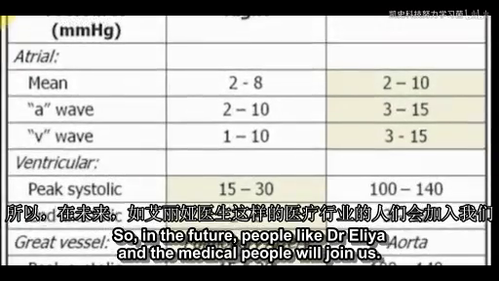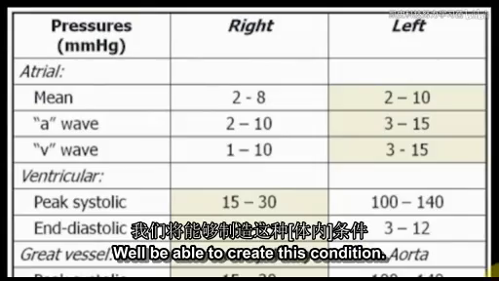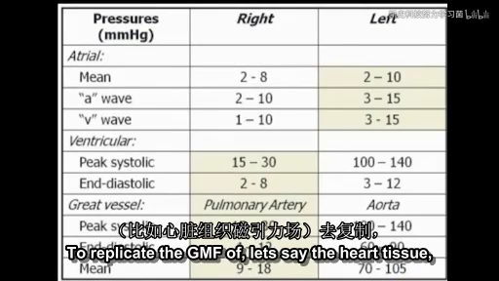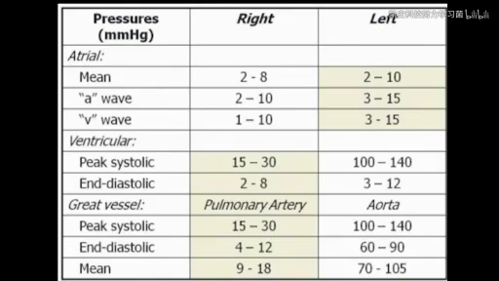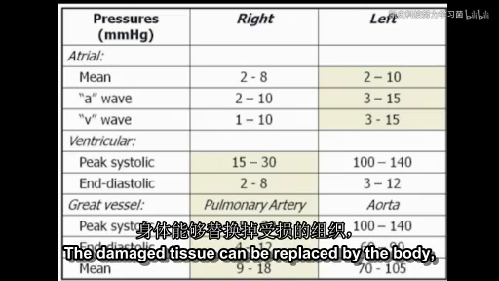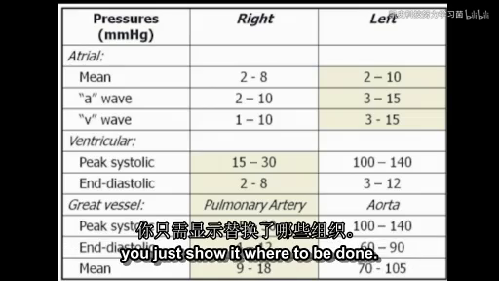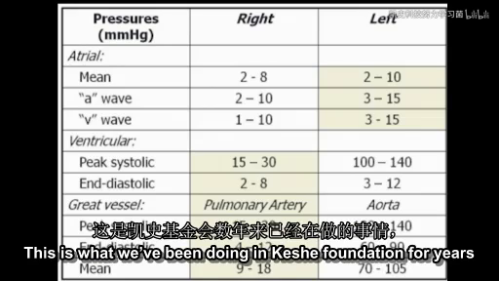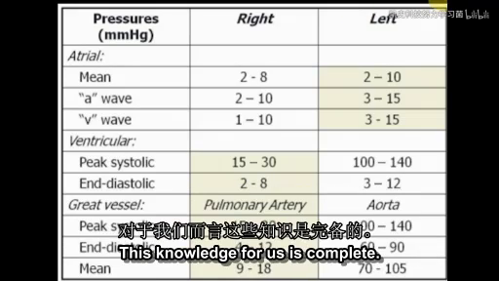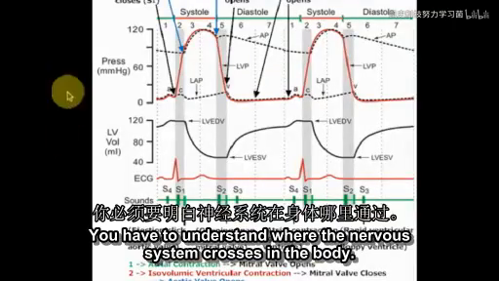Elia and the medical people who join us will be able to create this condition, to replicate the magnetic gravitational field of, let's say, the heart tissue, and you don't need to do it outside and then add it in. Tissue damage can be repaired directly by the body to replace. You just show it where it needs to be done. This is what we've done in Keshe Foundation for years, and everybody was wondering how we do things, and it's just magnets and whatever. This knowledge for us is complete.